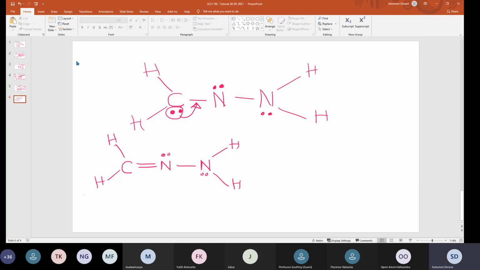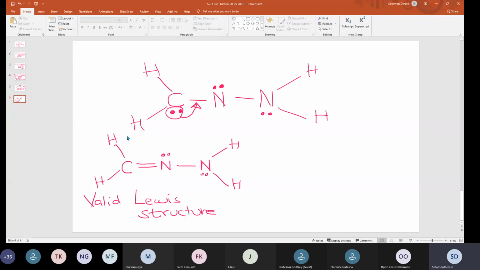So when you look at this, this is a valid Lewis structure, because we had 18 electrons and we used all of them. Let's count. 1, 2, 3, 4, 5, 6, 7 bonds. As a result of the 7 bonds, we have 14 electrons. Then 15, 16, 17, 18. All the 18 electrons are used.